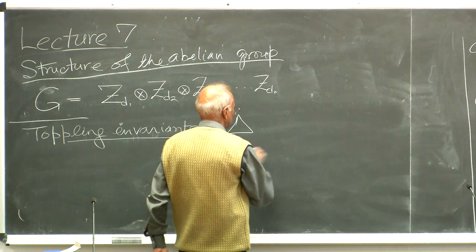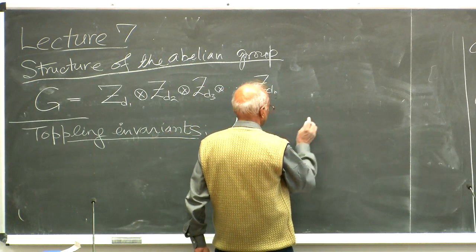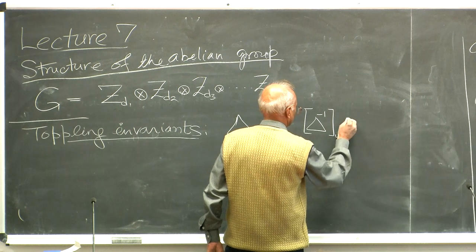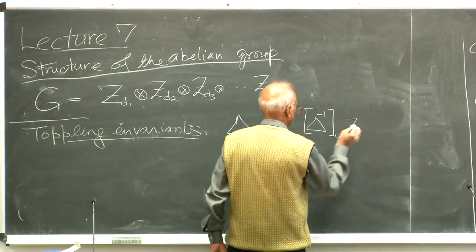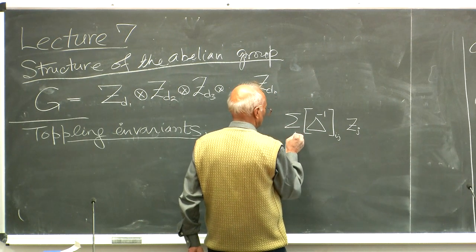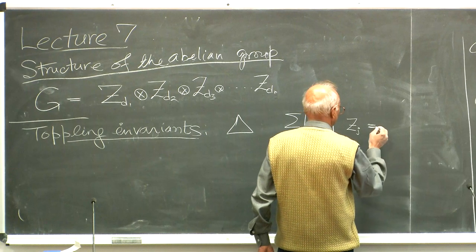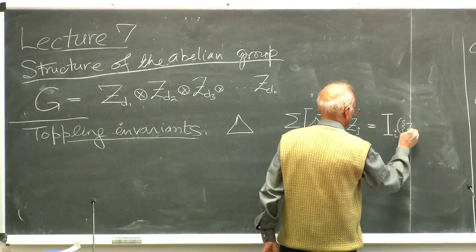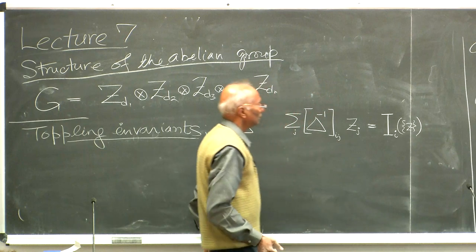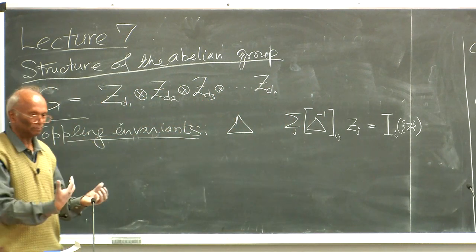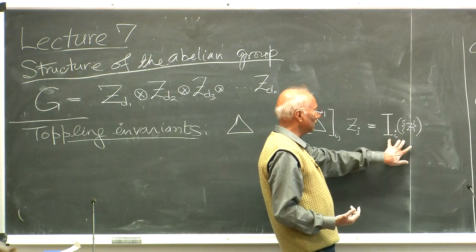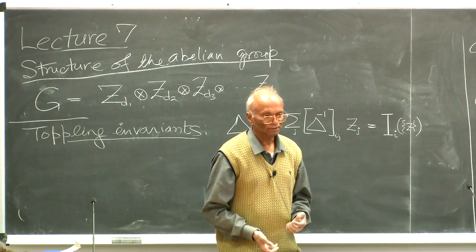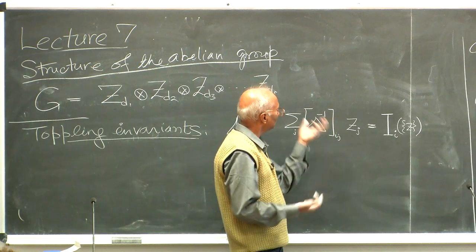So there is a matrix delta, and so you can define delta inverse ij Z j, summation over j, is equal to I i of Z. You give me any configuration of the heights Z, and I will define a number called I i for this configuration, which is a linear function of all the Zs. It's a weighted linear combination.